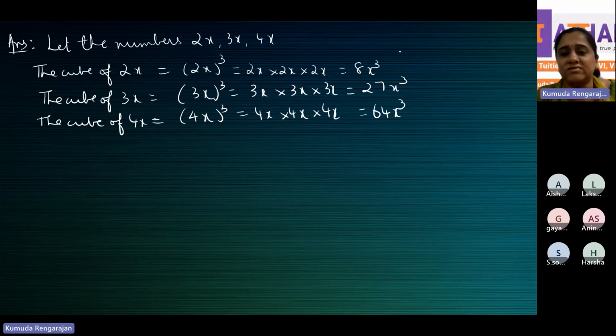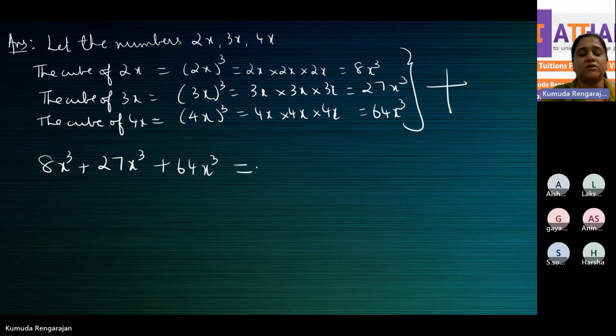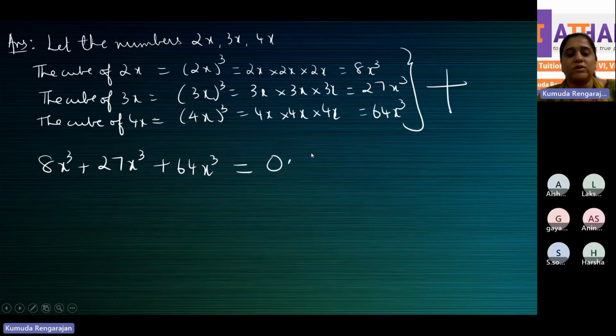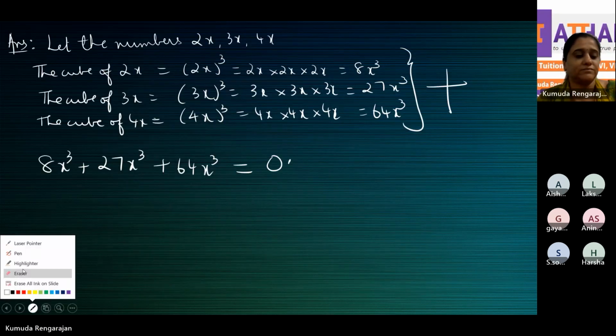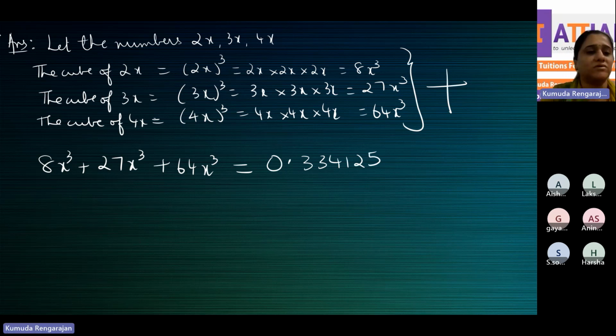The sum of their cubes: 8x cubed plus 27x cubed plus 64x cubed is equal to 0.334125. So you don't have to write this; I just wrote this for you to understand.